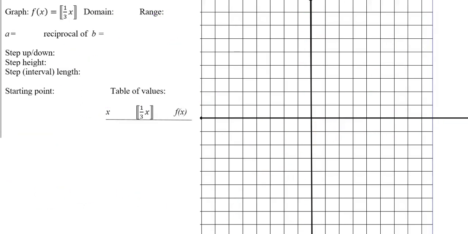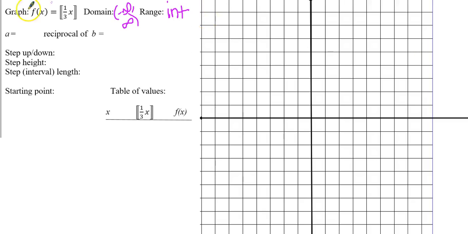Here we go. So here we have another one. It's got a little bit of a tweak to it. It's f of x is equal to the greatest integer of 1/3 x. Is there anything I am restricted from in my domain? No. Negative infinity to infinity. How about my range? I'm restricted to only the integer set. That's all I can have. Because it's a greatest integer function, I can only get out whole numbers and their negative counterparts.